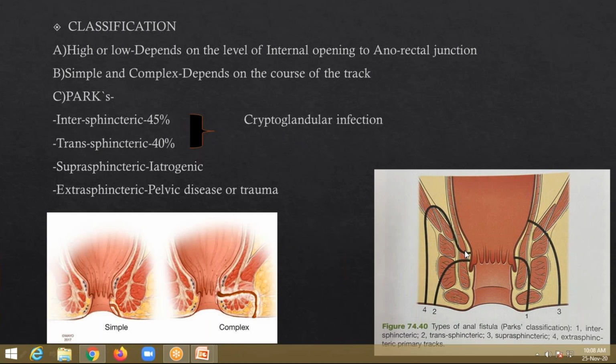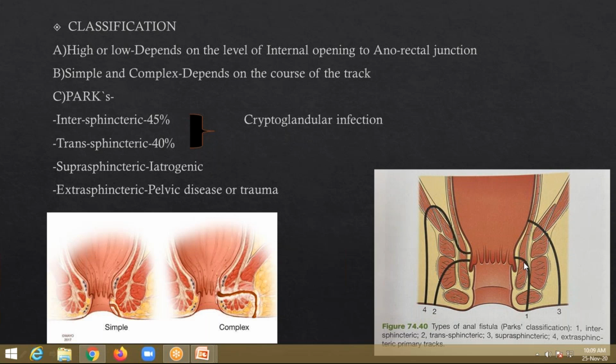It is extrasphincteric, not involving the sphincters. Okay, it is going above the levator and coming out, passing through the ischiorectal fossa and opening somewhere here in the buttock. So this can occur where there is a pelvic disease, or it is also due to a trauma to the rectum.